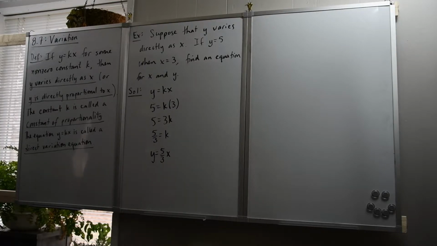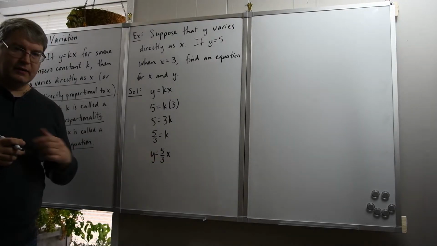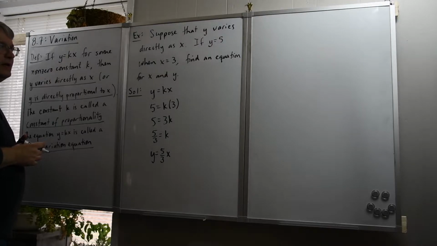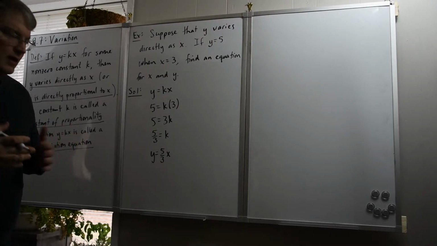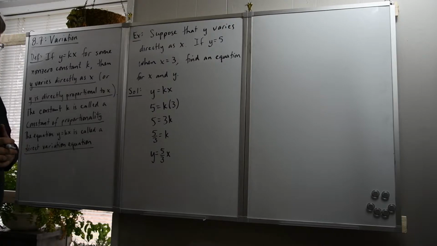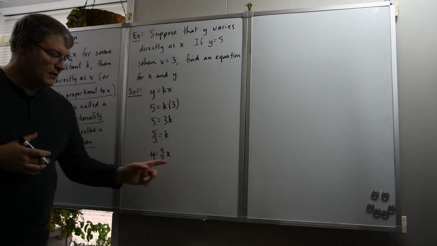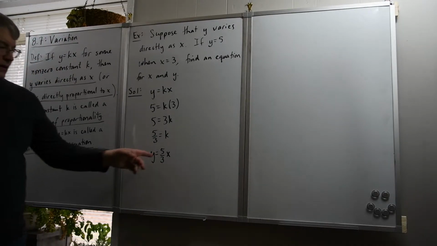Now, we could do things like using an equation like this to figure out other relationships between x and y. So, for example, we might say if y is equal to 12, then what is x? Or what happens to y if x is equal to 17? And these are all things we can figure out once we know the value of k is equal to 5/3 here.